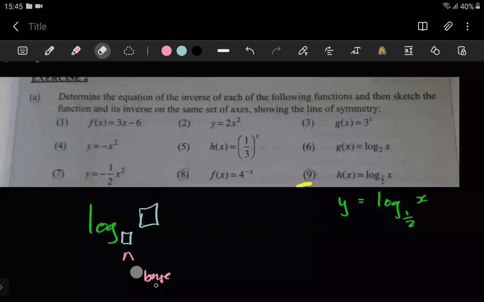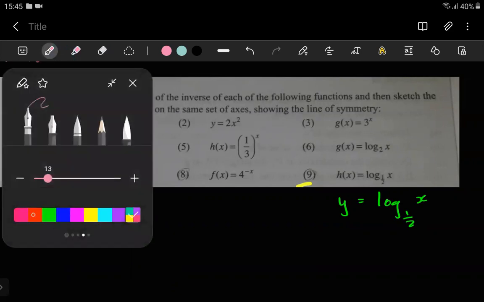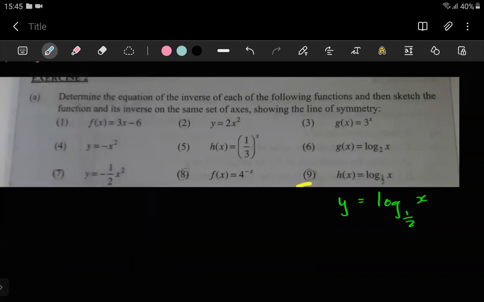Now, all that being said, when it says determine the equation of the inverse of each of the following functions and then sketch the function and its inverse on the same set of axes. The fortunate thing is, this is one thing you can really lean on. It's okay for you to feel however you're feeling, but this is one thing you want to get in your head so that you can take advantage of it. Inverse is actually one of the easiest topics in your grade 12 math.